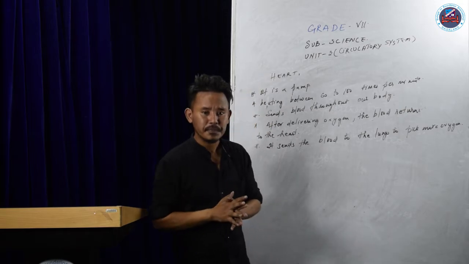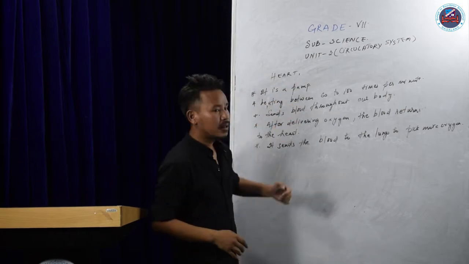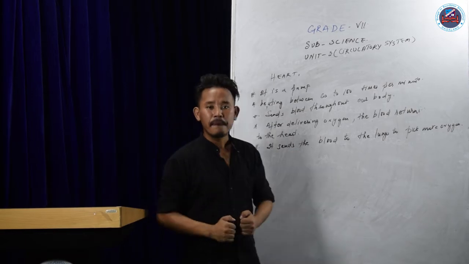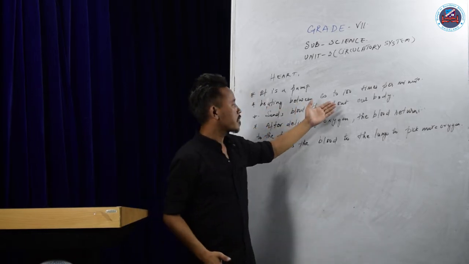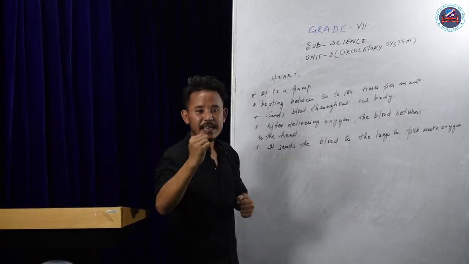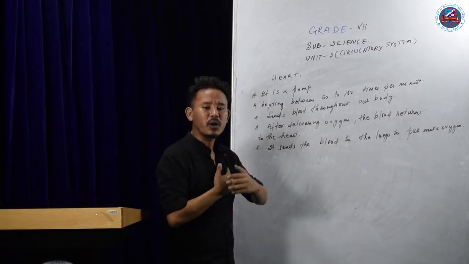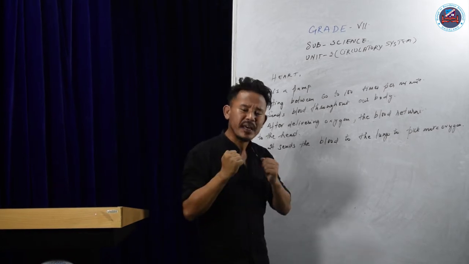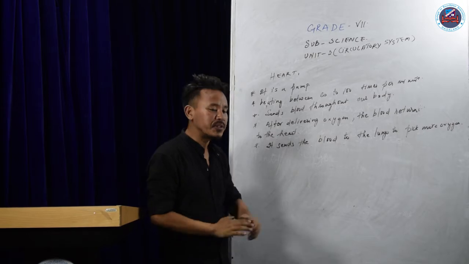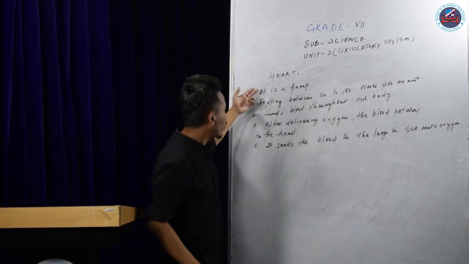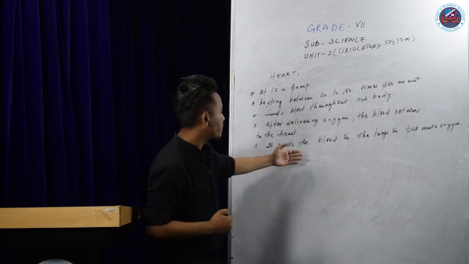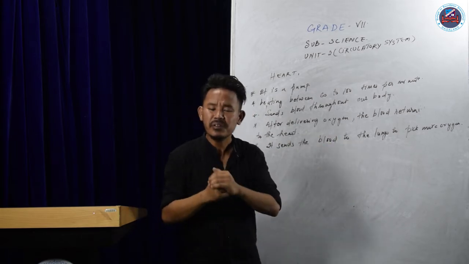So what is the heart? I have written down a few points describing it. It is a kind of pump. It beats around 60 to 100 times per minute. It sends blood throughout our body, carrying oxygen to every cell, and after delivering the oxygen, the blood returns to the heart. You can see this in points 1, 2, 3, and 4. It also sends the blood to the lungs to pick up more oxygen.